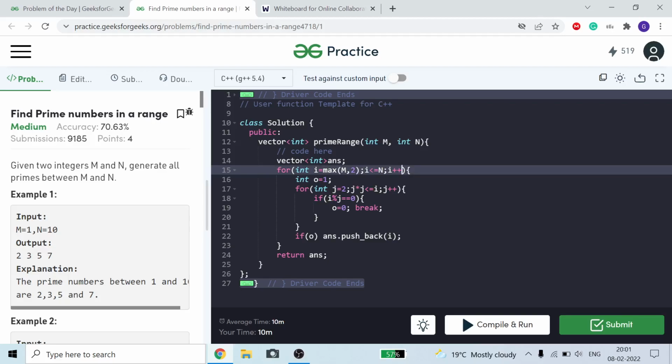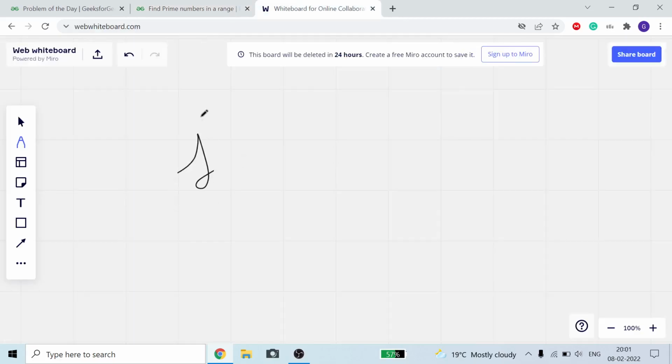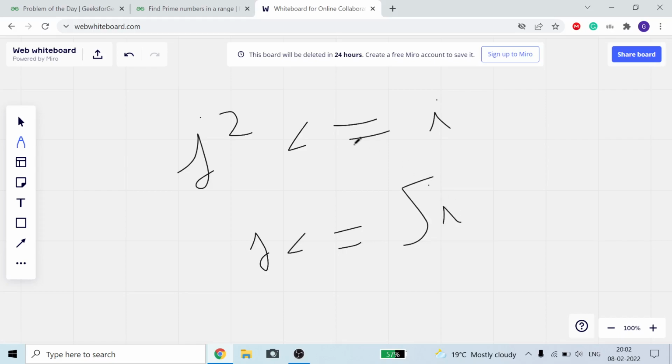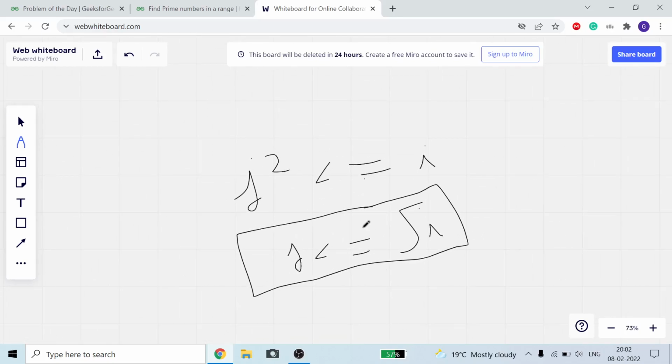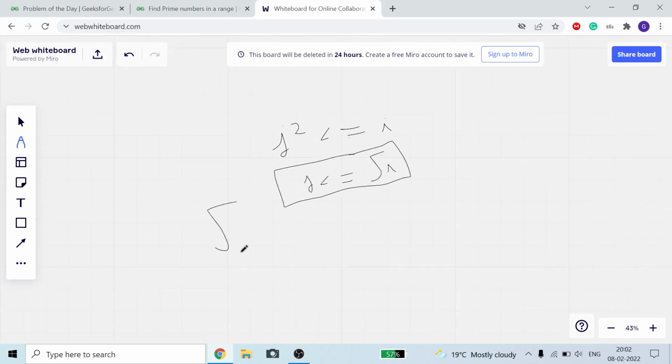Then we take a variable and initialize it with 1, and run a loop from j equal to 2 while j into j is less than or equal to i. J into j less than or equal to i means j square is less than or equal to i, so my j is always less than or equal to root i. So my loop will work for root i times at maximum.